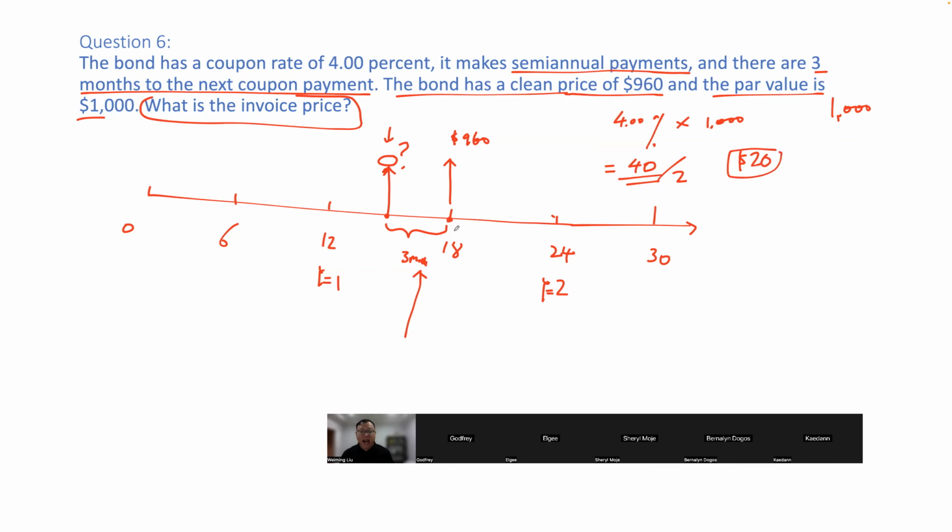So you know that by the time of the next payment, the price is $960, and they have to pay that $20, that half of the coupon payment. So together, the invoice price should be $980. Okay, the price should be $980. So this is a question that is different to the normal situation, right? In a normal situation, you probably will sell the bond always at the payment time.